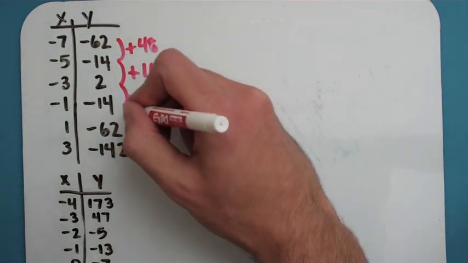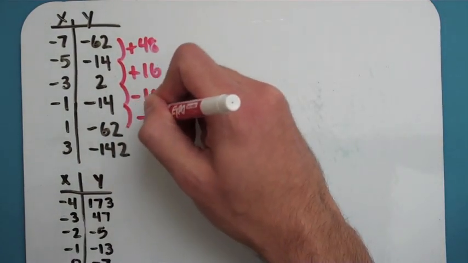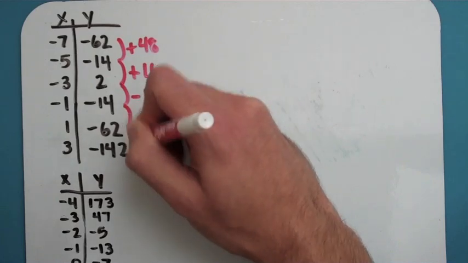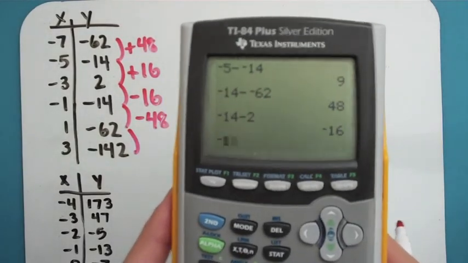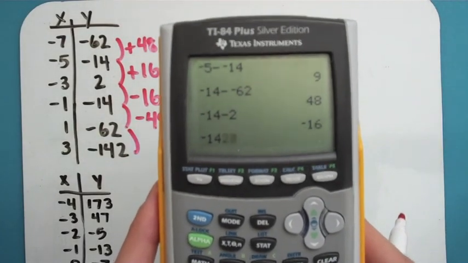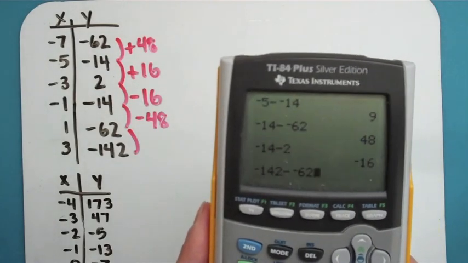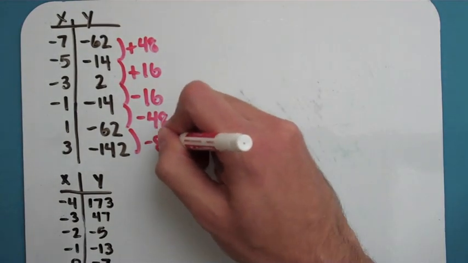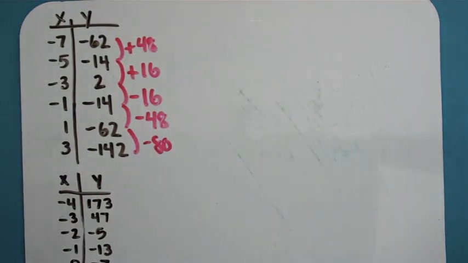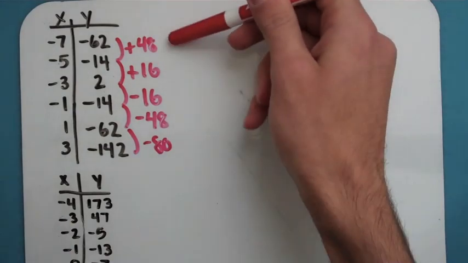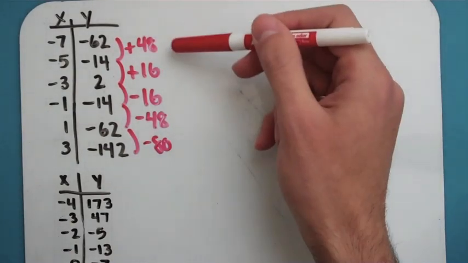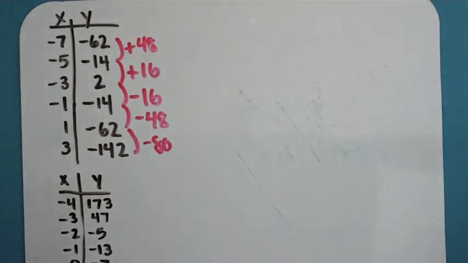And you do the same sort of thing right here. To go from here to here, we go down 48. And on this last one here, again, if you're not sure, just negative 14 minus negative 62... we are going down 80. So, obviously, we do not have the same number here. Like on the last one, it was all nines. This is not the same number, so we are not done with our problem.